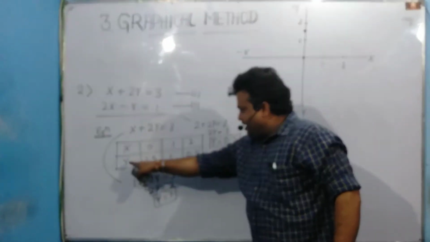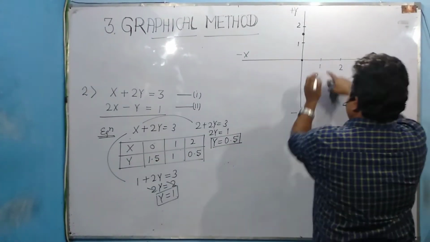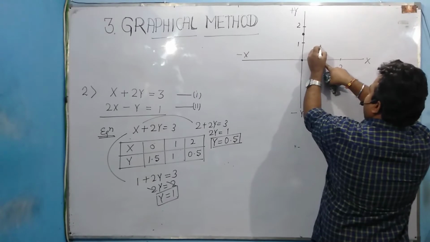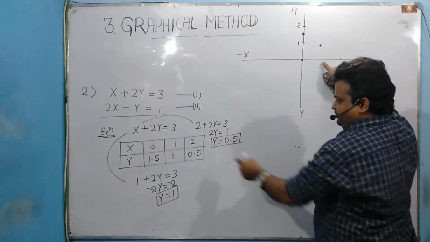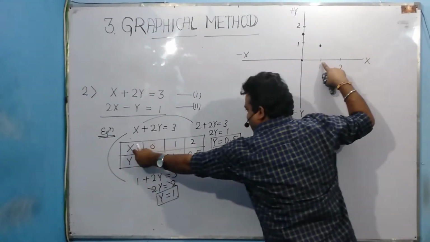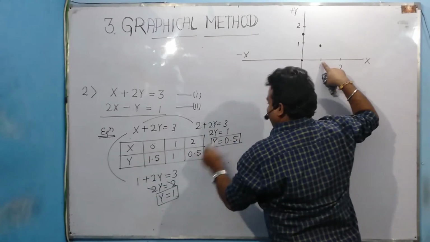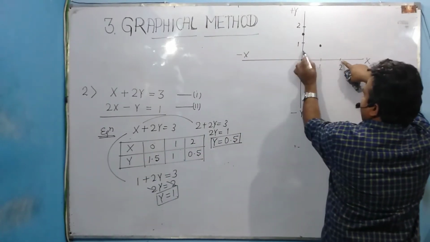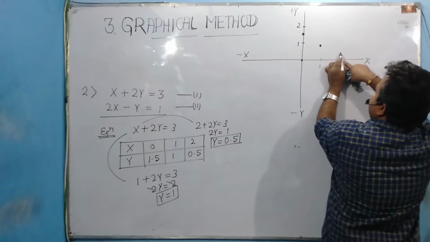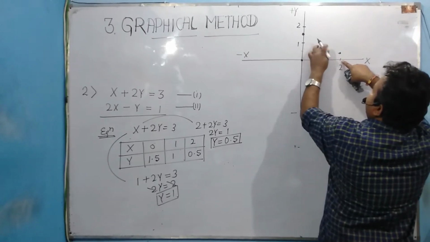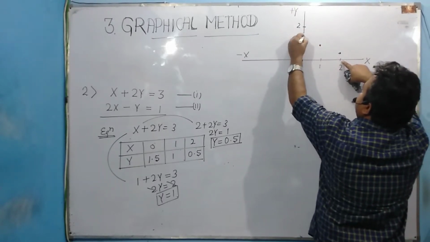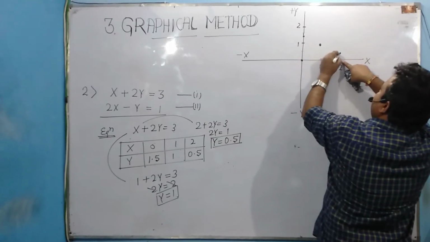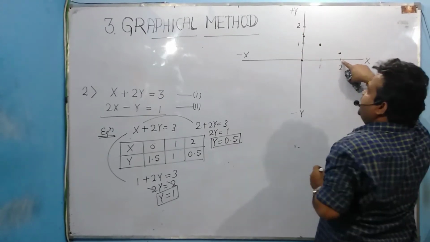When x equal to 1, y is also 1. So this is my point 1, comma 1. Now when x equal to 2, y equal to 0.5. This is 0.5, so I can plot this point here. So these are 3 different points.